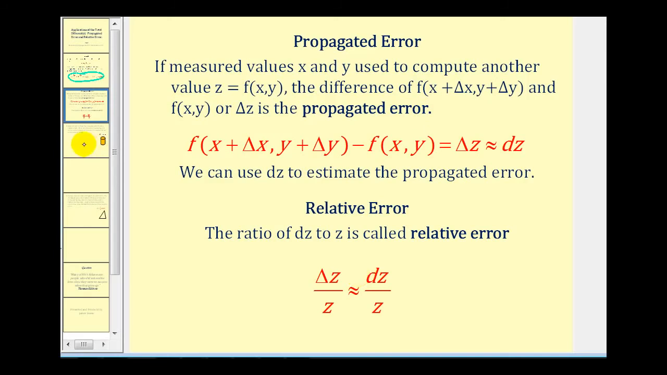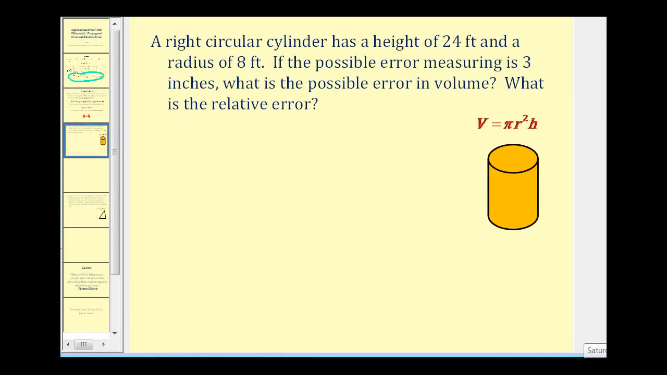Let's go and take a look at a couple of examples. Here we have a right circular cylinder that has a height of 24 feet and a radius of 8 feet. If the possible error measuring is 3 inches, what is the possible error in volume? So here we have our volume formula. The volume is equal to pi r squared h. Well, before we determine the relative error, if the measurements can be off by as much as 3 inches, we first need to determine the propagated error, which we're going to estimate by using differential v in this case.